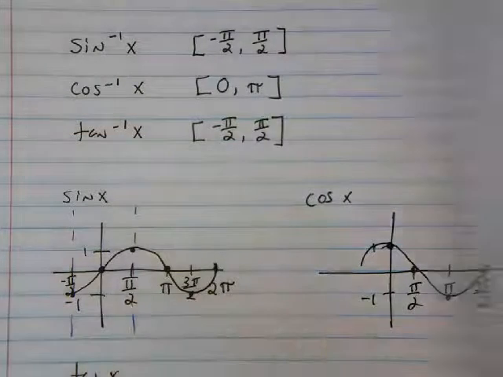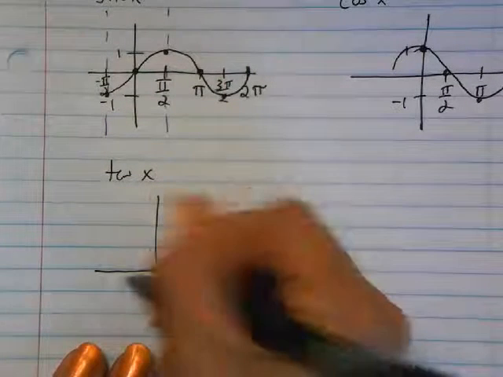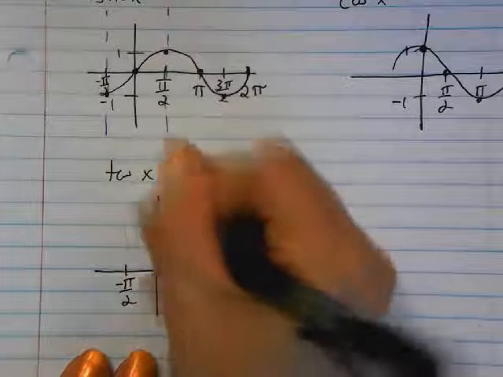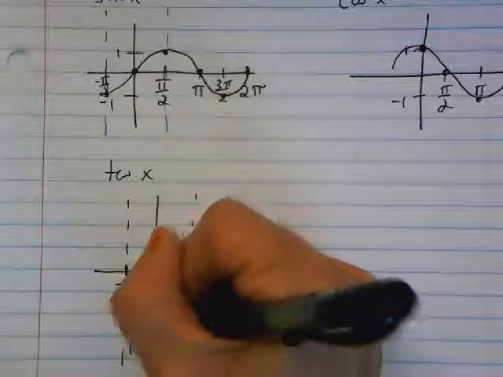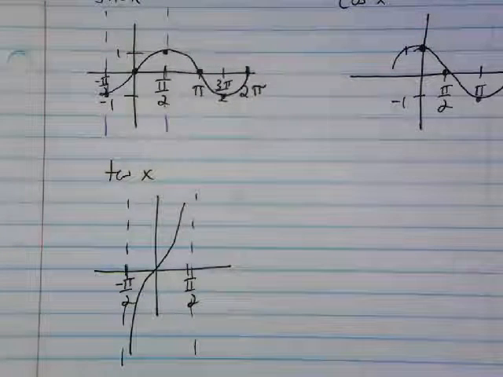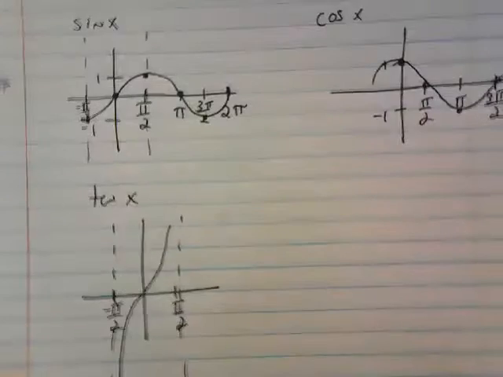So let me just do a quick sketch of tangent. So remember, tangent goes from negative pi over 2 to pi over 2. And tangent starts low and goes high. So again, if I did the horizontal line test, he would have one. Alright?